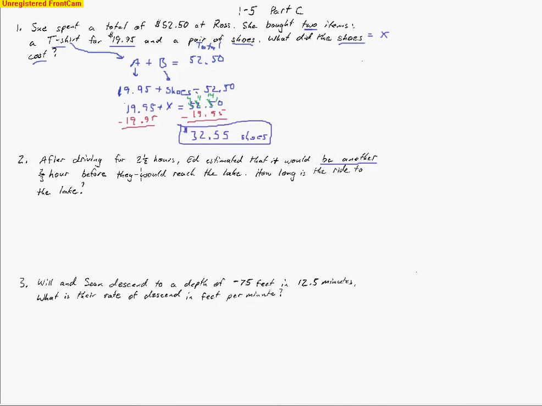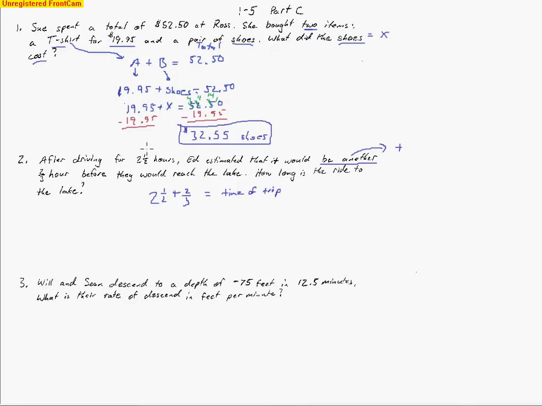So they're asking how long is the ride to the lake. So we have the initial 2.5 hours, and then here it says and another. So this tells us that we're going to add. We're going to add 2/3, and this will equal the total time. Time of trip, we'll say. And so let's go ahead and add these two numbers.